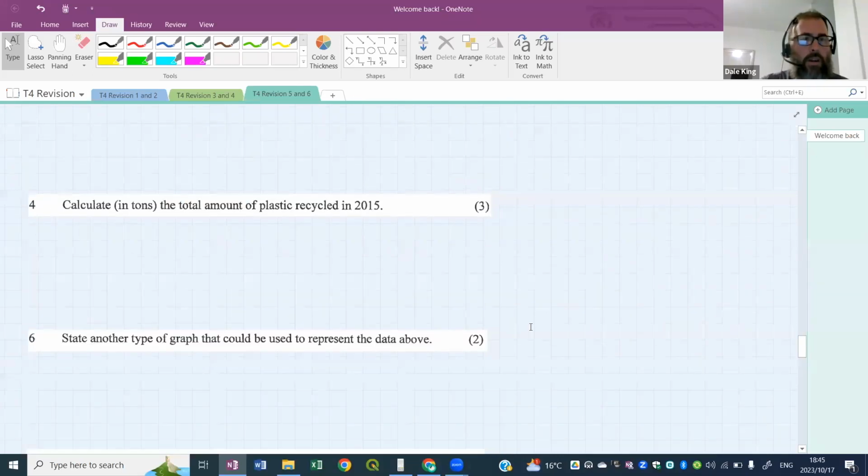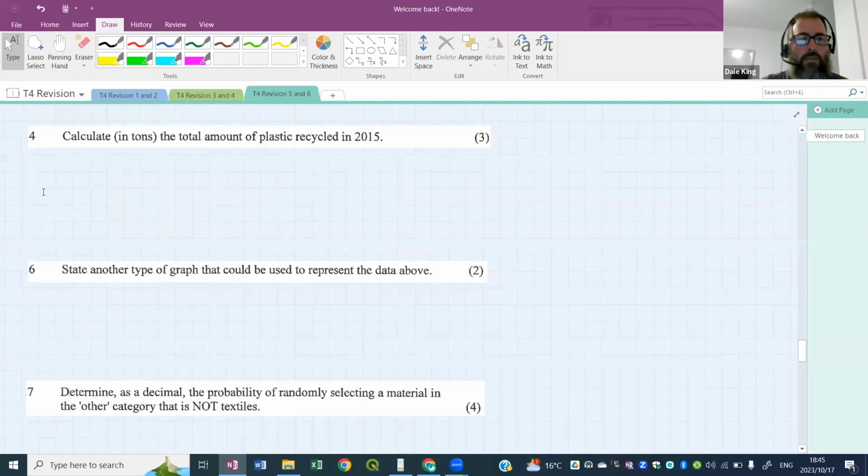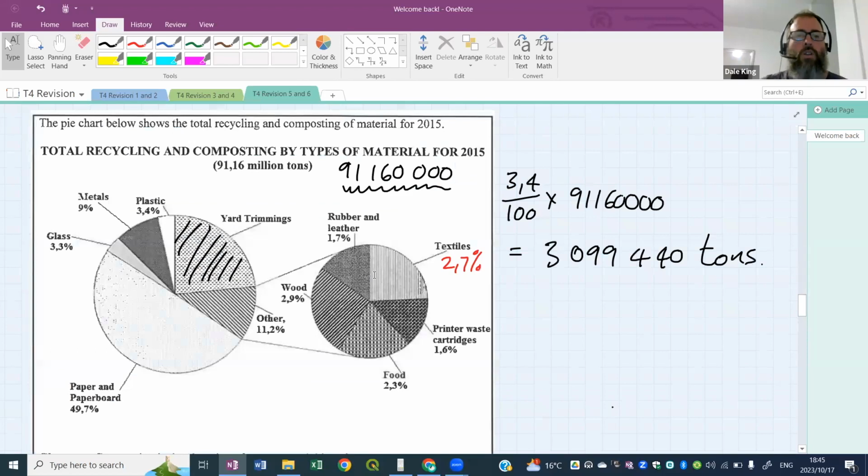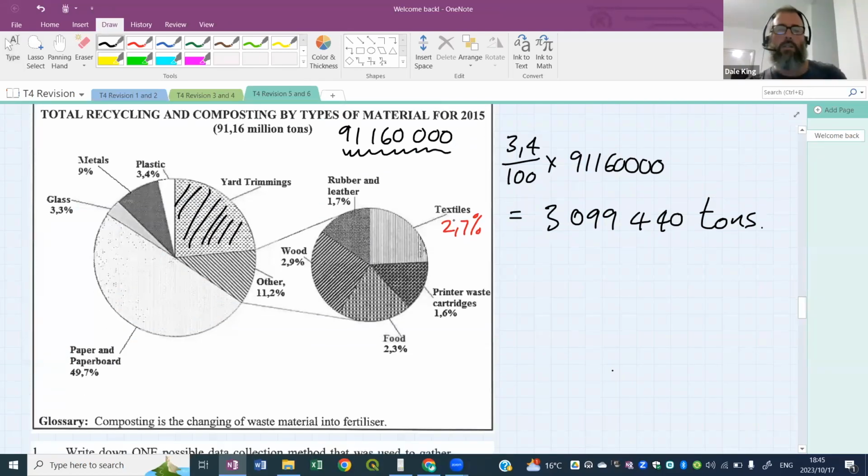Question number 6. I know I skipped 5 because 5 wasn't really relevant. It wasn't very easy. I mean, it was very, very easy, so I skipped it because you guys are smarter than that. Question 6. State another type of graph that could be used to represent the data above. Come on, guys. What kind of other graphs could we use to represent this data?